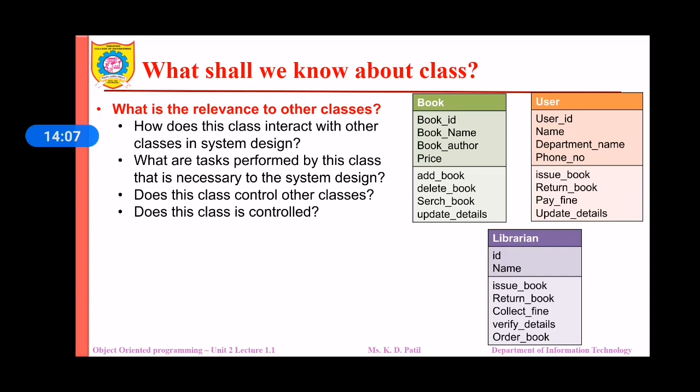So the librarian will be the main class, and that class will control the two other classes, the book class and the user class. Before implementing the actual object oriented system, we must know what the classes are, what the attributes and methods of each class are, who the main class is, how many classes it controls, and how they are related and going to interact with each other. If we know this, it will be easy for us to design an object oriented software, and once the design is ready, it will be very easy to implement that software.